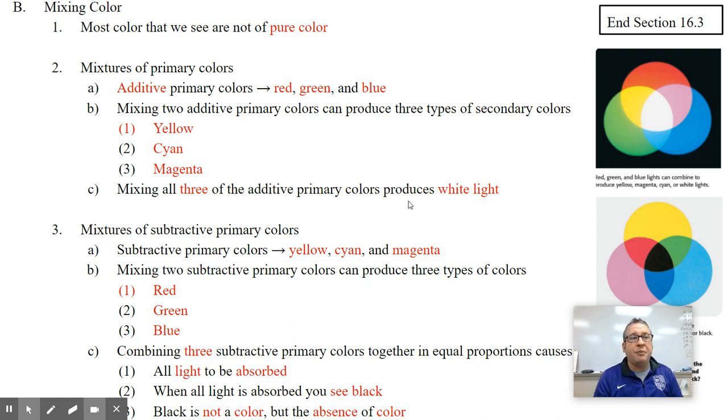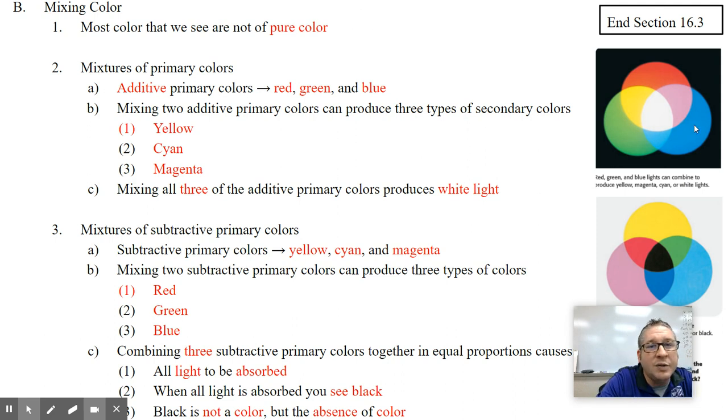So we have additive primary colors, which are red, green, and blue. Mixing 2 additive primary colors can produce 3 types of secondary colors: yellow, cyan, and magenta. Mixing all 3 of the additive primary colors produces white light. Now, when we mix the subtractive primary colors, which are yellow, cyan, and magenta, the secondary colors, mixing 2 subtractive primary colors produces 3 types of colors: red, green, or blue. However, when we combine all 3 of the subtractive primary colors together in equal proportions, it causes all the light to be absorbed, and what we see is black. Black is not a color, but the absence of color.